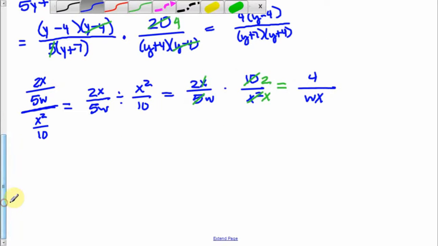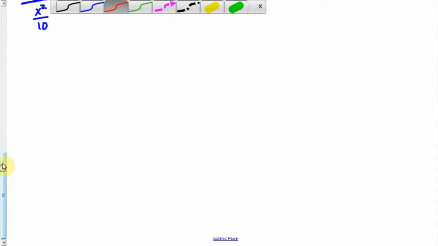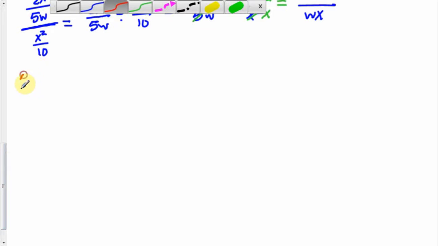Okay, we're going to do one more problem on this section, and then we will be finished with multiplying and dividing. This problem is going to look really mean. Eight minus 2x divided by 3x squared minus 11x minus 4 over 6x squared. I'm going to wish I hadn't done this one.